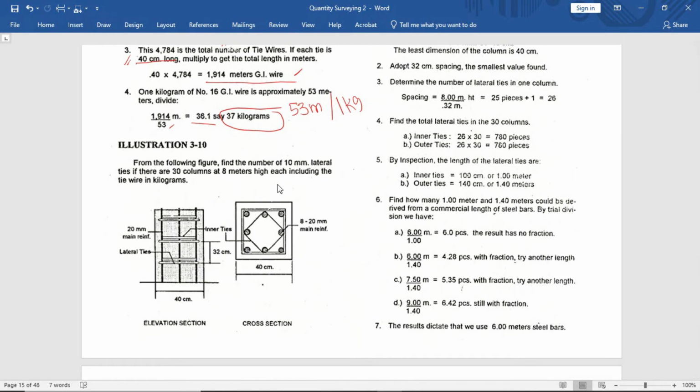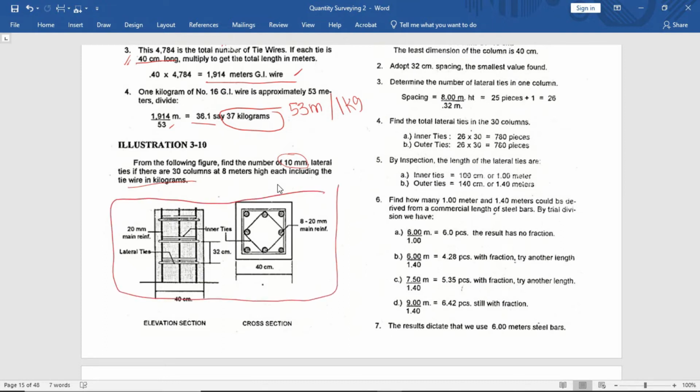So, nakuha na nga natin dito. So, proceed tayo sa isang example ulit. From the following figure, find the number of 10 mm lateral ties if there are 30 columns at 8 meters high, including the tie wire in kilograms. So, yung parang kanina rin. Kaso, ito, hindi given sa words, pero given sa figure.